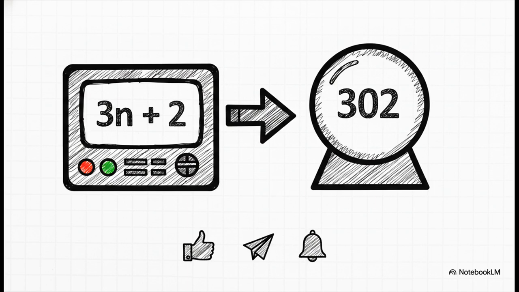Want to find the 100th term? Just plug in 100 for n. 3 times 100 is 300, plus 2 is 302. See? No more adding over and over. This formula is such a powerful tool.